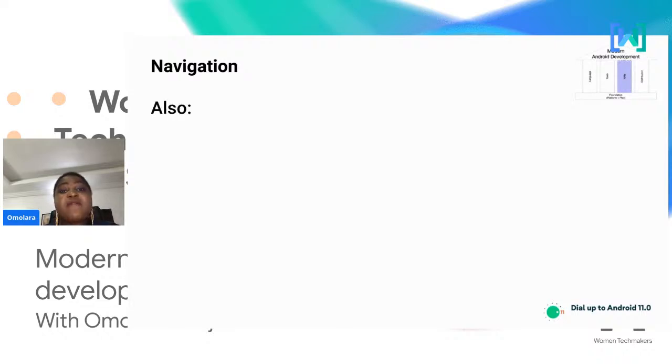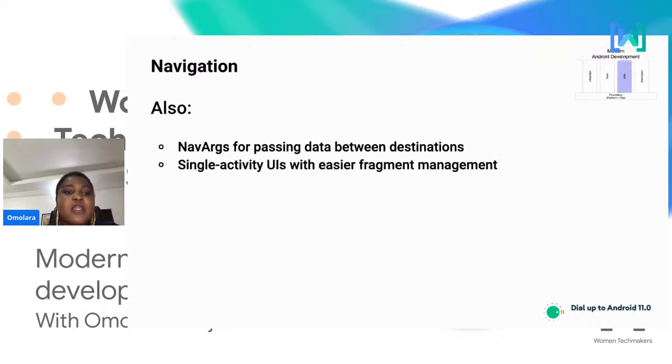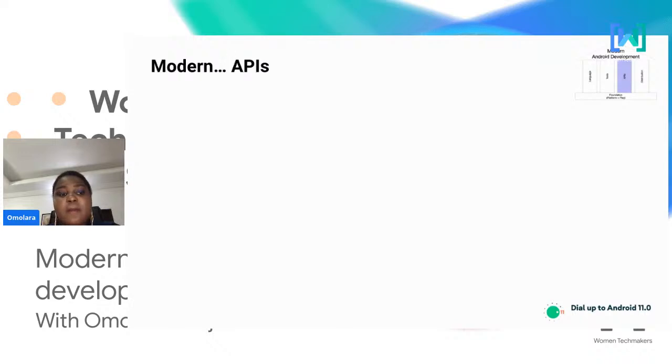So navigating between fragments, for example, is a lot easier. So you can pass data between destinations. Then you can easily perform the single activity UI with easier fragment management. I mean, fragment has always been one of the headaches of Android developers, if you can relate. But navigation components has come to actually ease this fragment management, and I've used it, and to be honest, it's easier that way for me. So it's a welcome update.